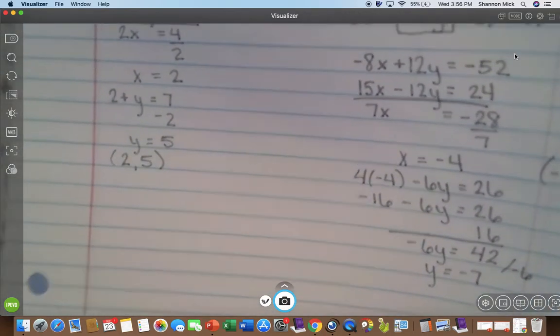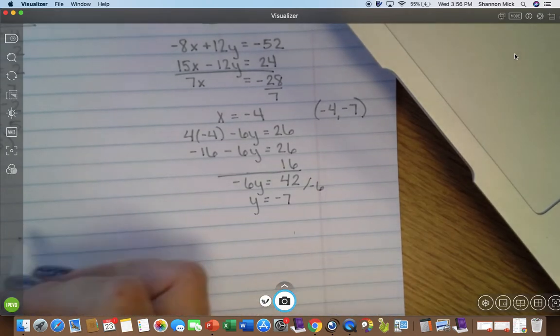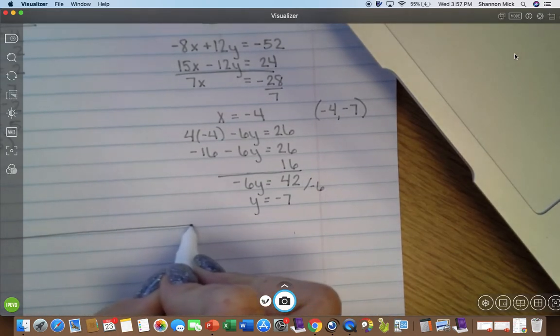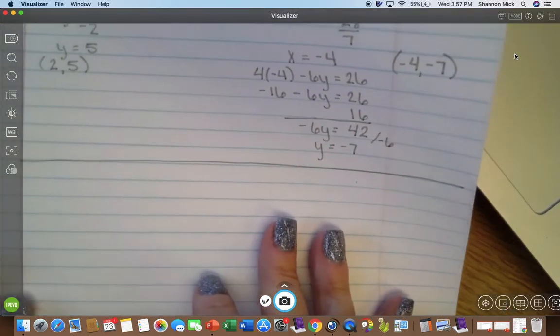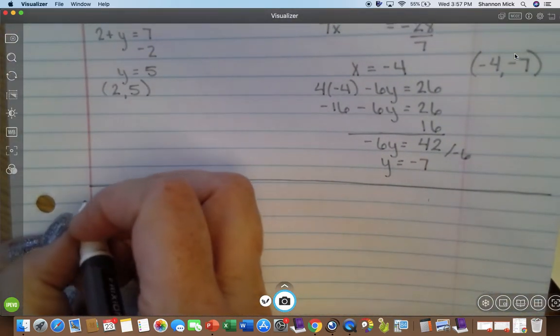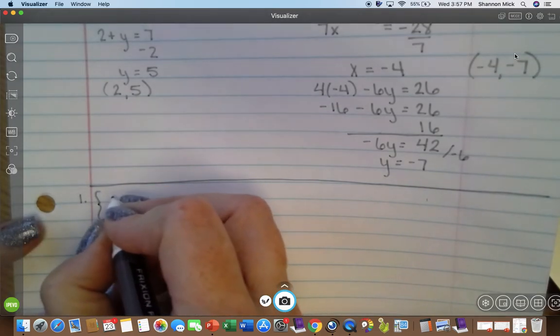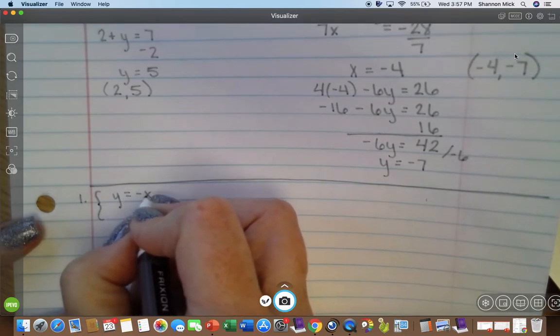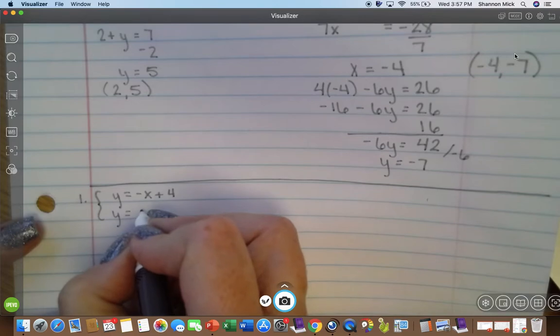So moving down to the bottom part of the worksheet for substitution. Number 1 on the bottom is y equals negative x plus 4 and y equals 3x.